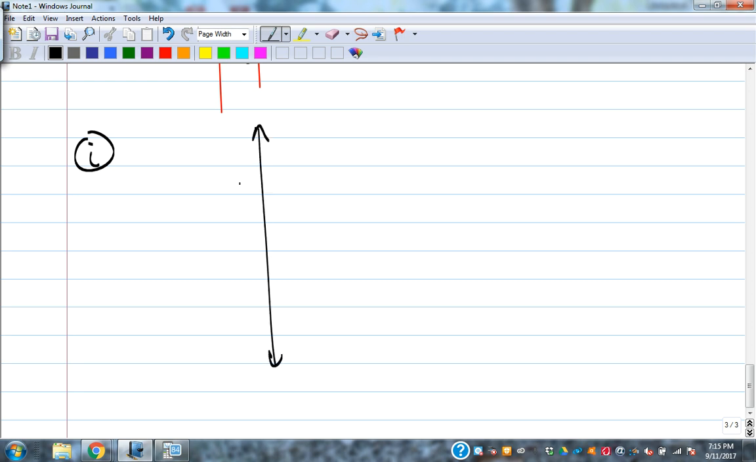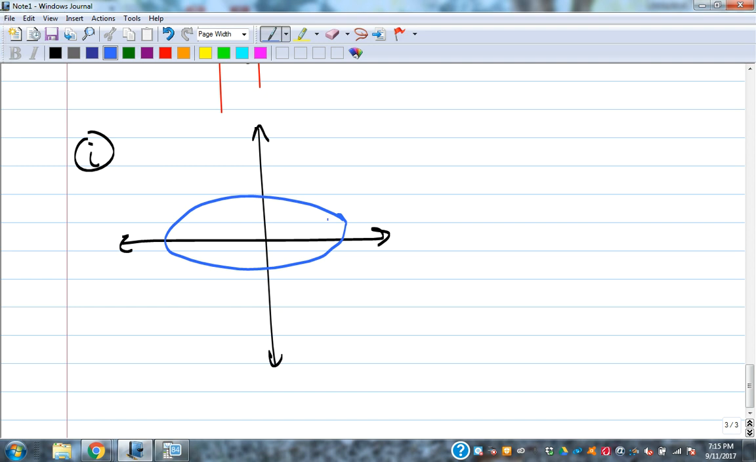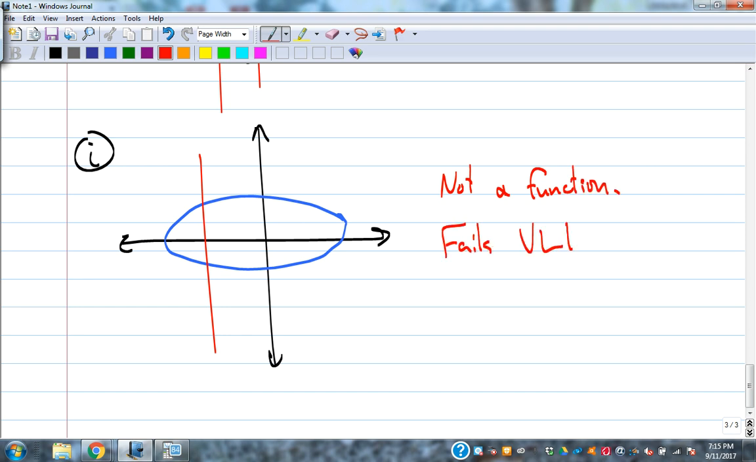Coordinate plane. It's kind of football season. We'll use the mathematical equivalent of a football. An ellipse. That's what that shape's called. Squish circle. Is that a function? Easily not. Fails the vertical line test. Easy stuff right there, right?